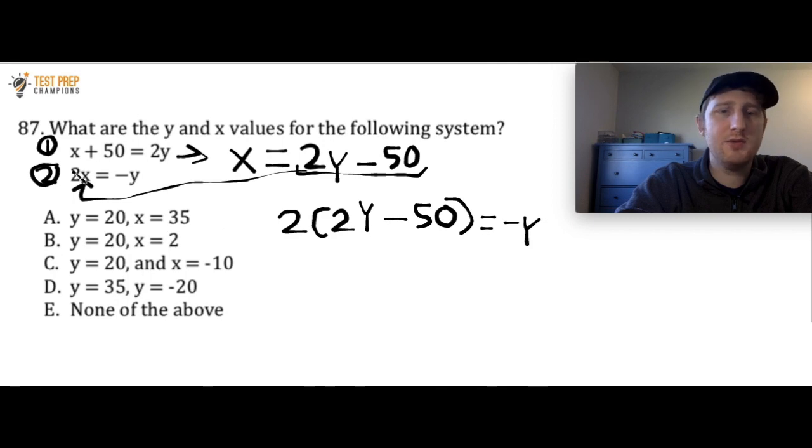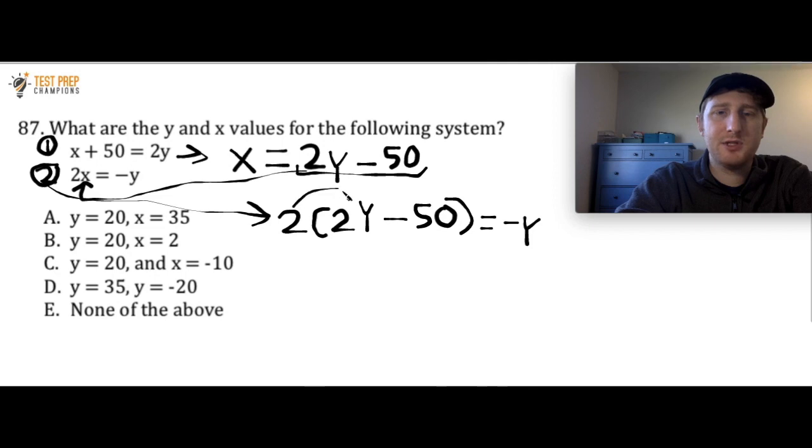All I did was this right here, this is just my equation 2, everything that I just wrote out here. I took this equation 2, 2x equals negative y, and I rewrote it, and instead of writing an x, I wrote 2y minus 50 because we figured out that x equals 2y minus 50. So hopefully this makes sense. Now what I want to do is figure out what y is.